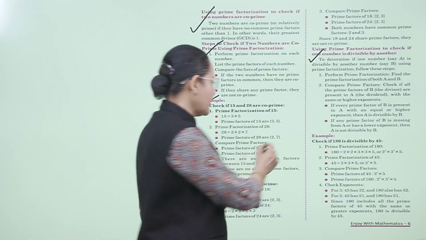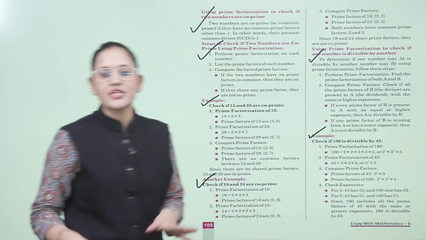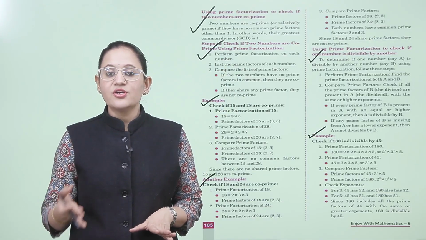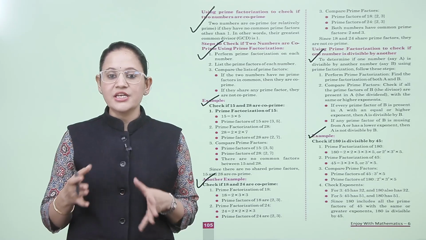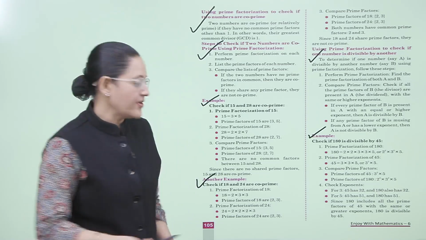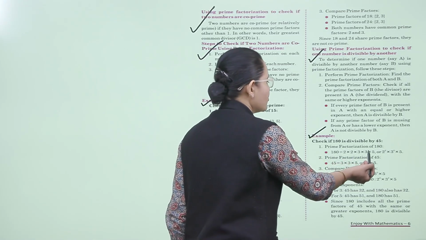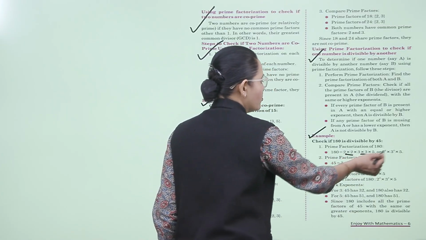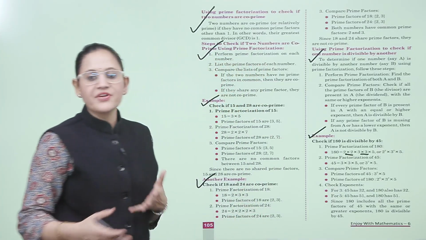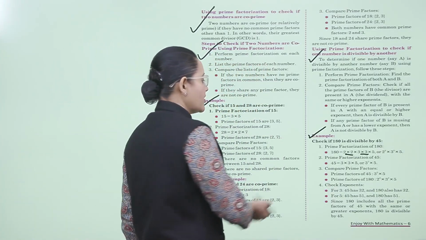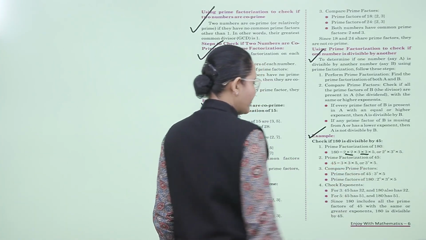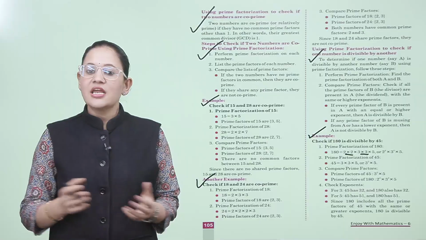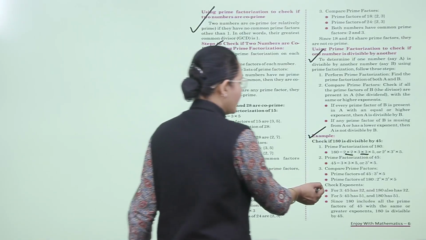Now we'll understand this with an example. Check if 180 is divisible by 45. So first we'll do the prime factorization of 180. The prime factorization of 180 is 2 into 2 into 3 into 3 into 5. So that is 2 to the power 2, 3 to the power 2, into 5. Now we'll do the prime factorization of 45. So that is 3 to the power 2 into 5. Now we'll compare the prime factors. Clear? Now we'll check the exponents.